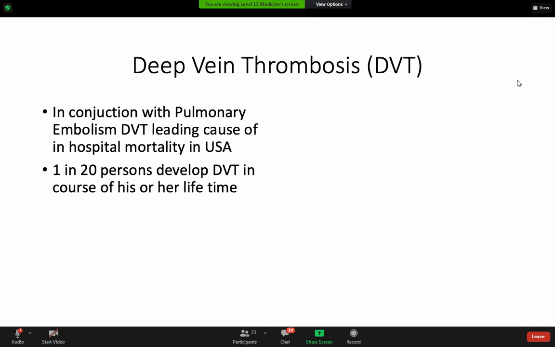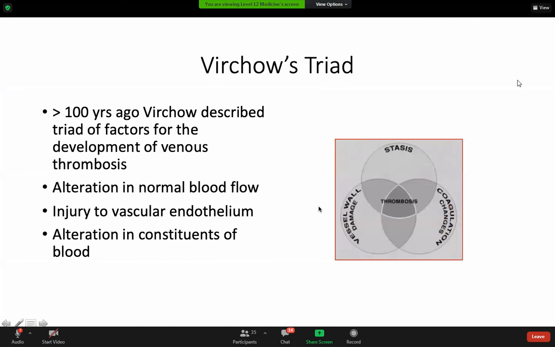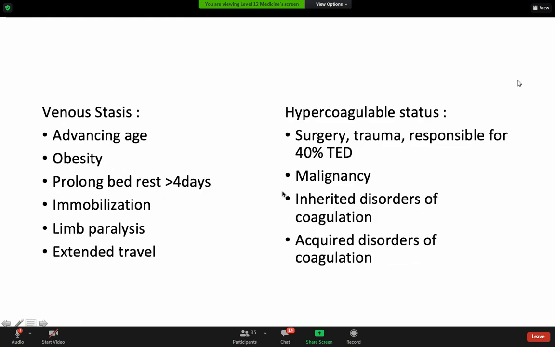Then I go to the deep, to the DVT. So DVT is very, very common, and unfortunately the mortality and morbidity after the DVT is high. We have to be careful, especially for the hospitalized patient. So 80 to 90% of the PE usually originate from the lower limb DVT. We remember Virchow's triad, as we said a while ago, whether in the artery or veins. So stasis, hypercoagulable status, endothelial injury can cause thrombosis.